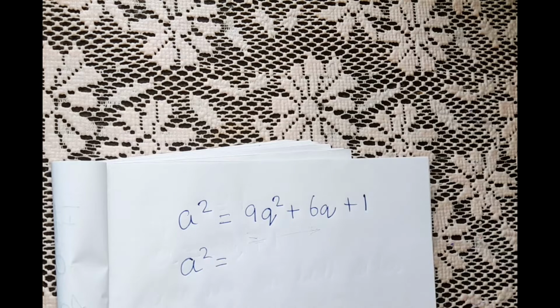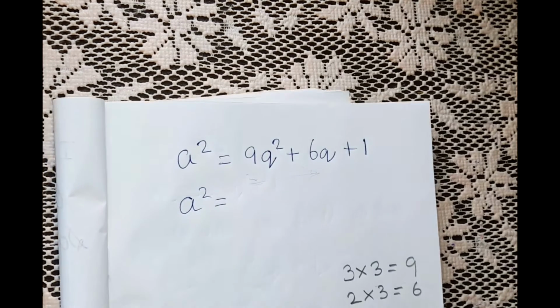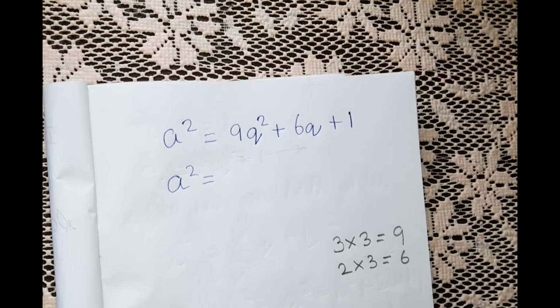Now let's simplify it. I wrote a square as it is and we are going to split this term. For splitting it, first of all we have to find which table 9 and 6 come under. Do you know which table 9 and 6 come under? They come under the 3 table: 3 3s are 9 and 2 3s are 6. Both are in one table, am I right? So we are going to take the 3 table in this.